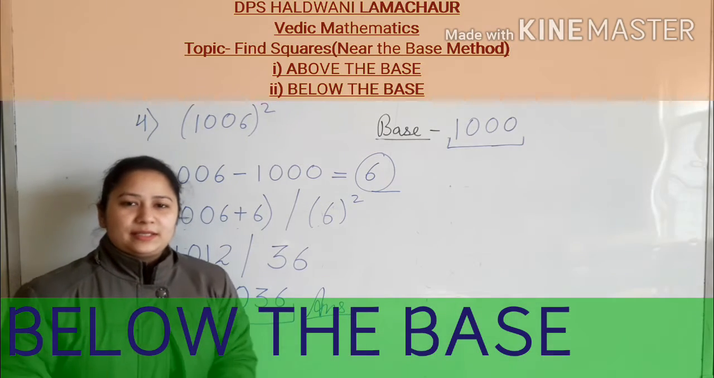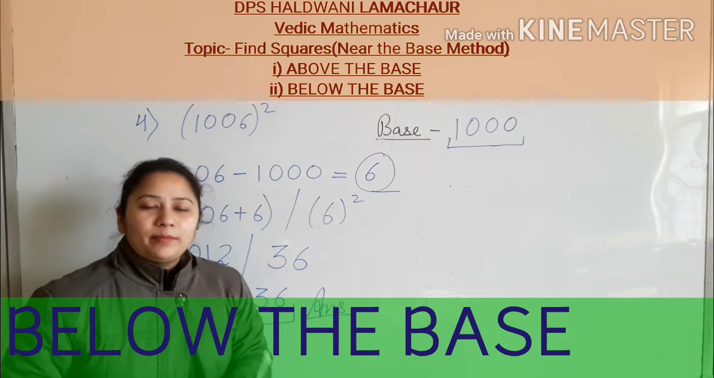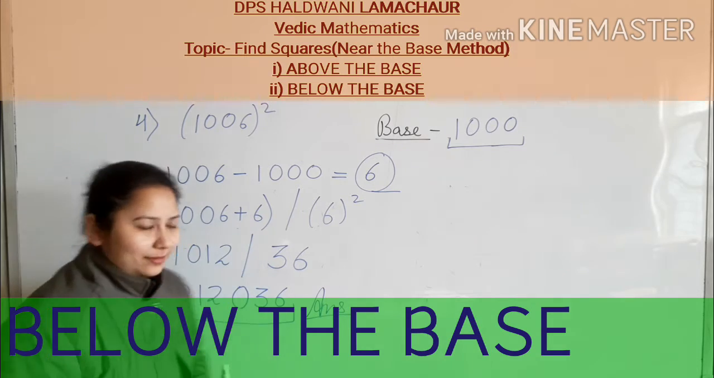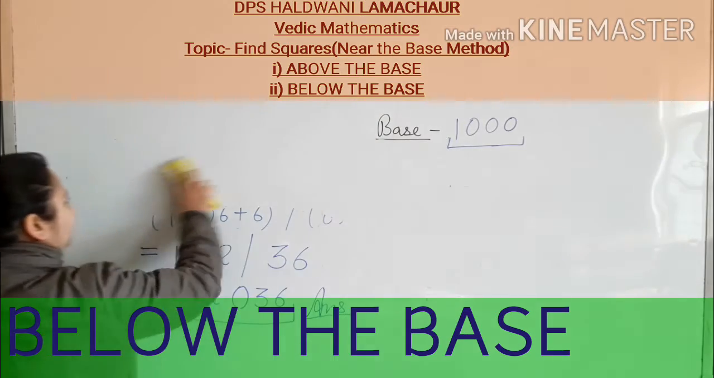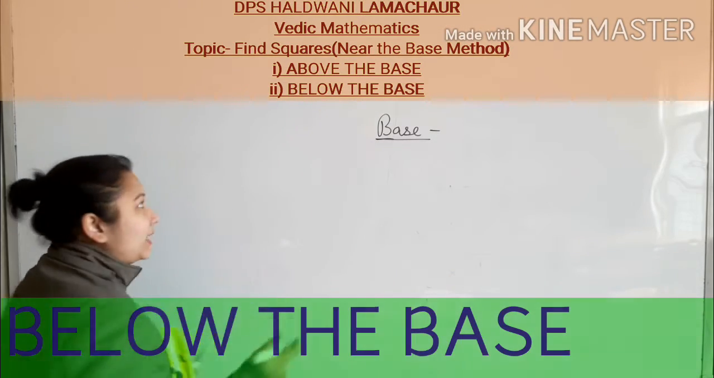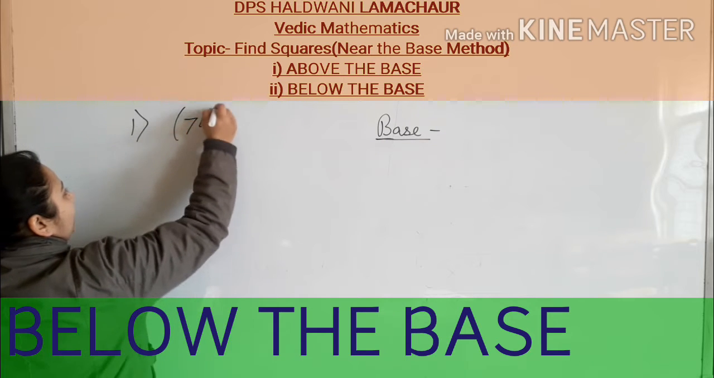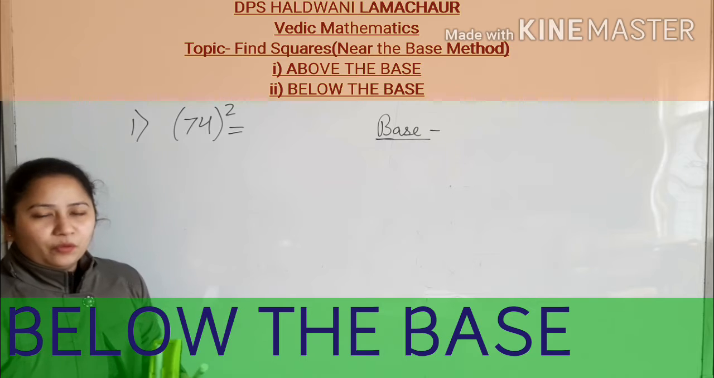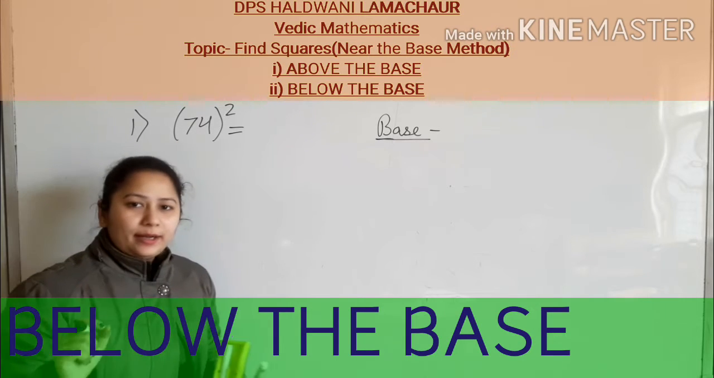Now students, we will discuss the next topic which is below the base. It is the part of our main topic which is finding squares with the near the base method. Now we will do the sums related to below the base. Students, our first sum for below the base is 74. We have to find the square of number 74. Now you can see students that this is below 100.